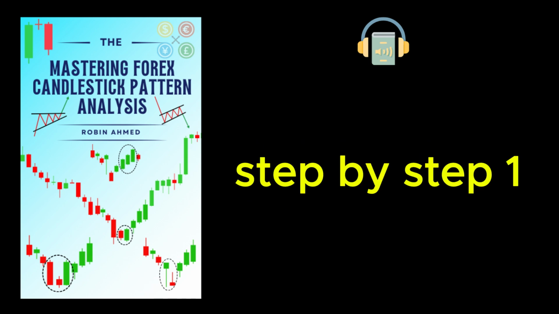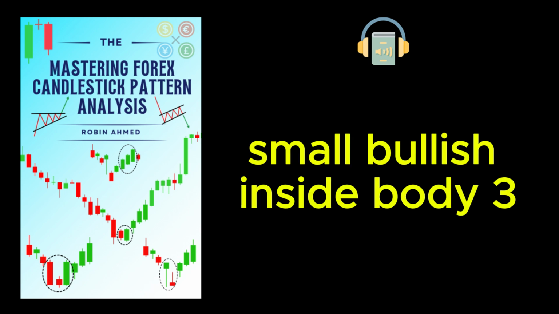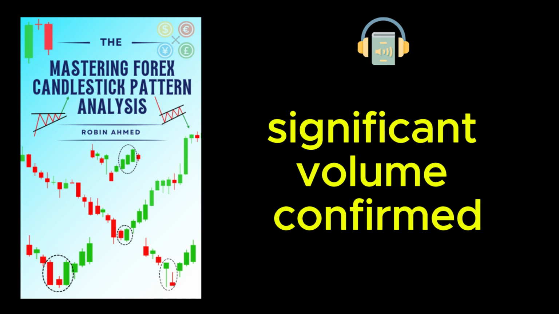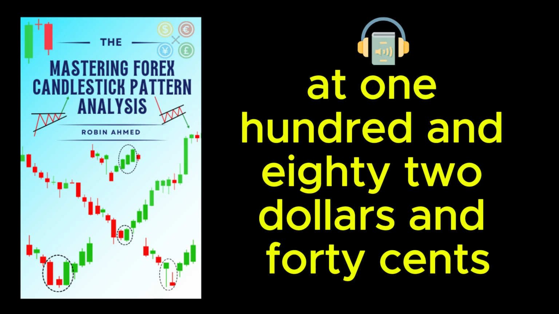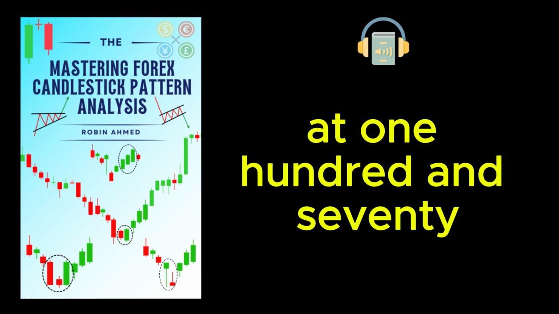Step by step. 1. First candle, large bearish body. 2. Second candle, small bullish inside body. 3. Third candle, strong bullish candle closing above the first. 4. Significant volume confirmed buying interest. 5. Trade entry, break of the third candle at $182.40. 6. SL, below the second candle at $176.90.